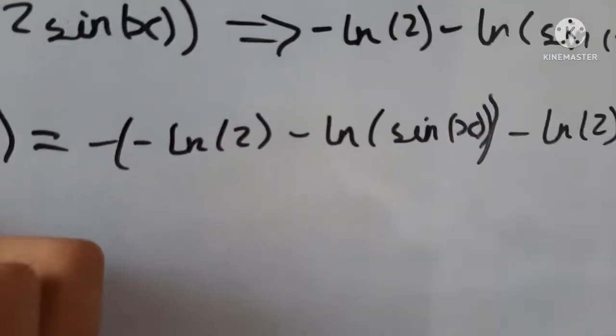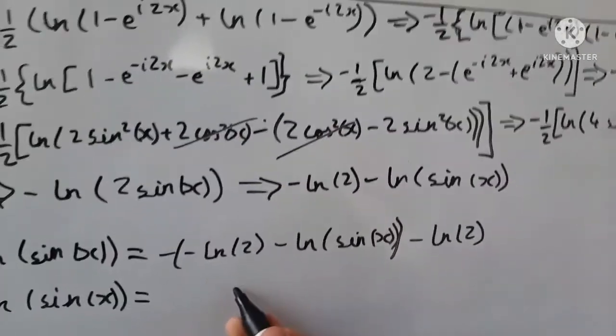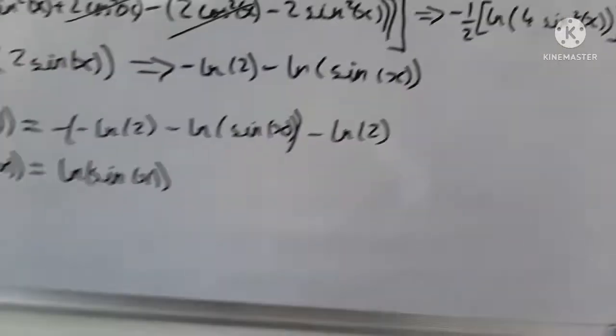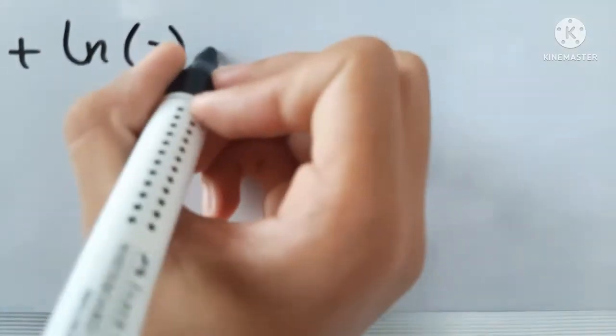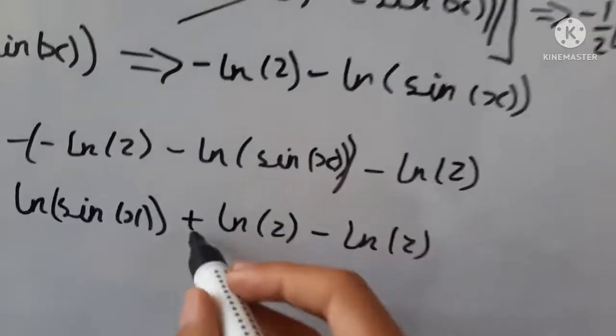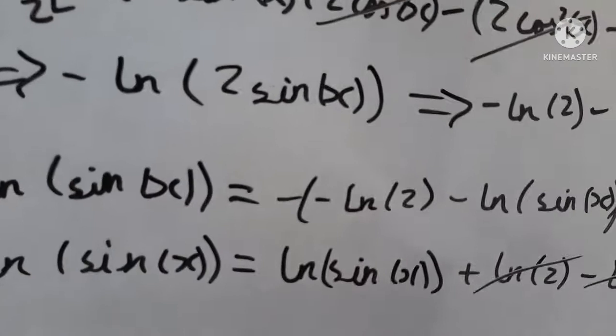Right, so now we simplify. Ln of sine of x is equal to, okay, so this is a positive ln. I'm just going to write it out, right? So ln of sine of x, brackets, okay, and then a positive ln 2 and a negative ln 2, and of course, boom, ln 2 cancel because they are additive inverses of each other.